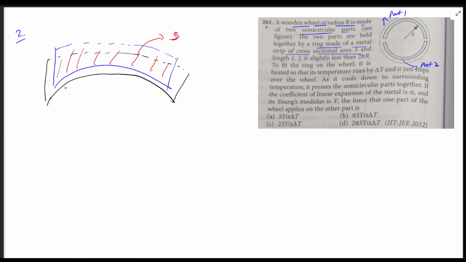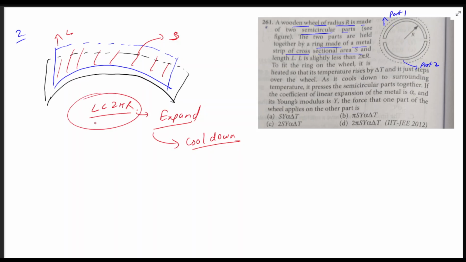So you know this concept of applying a metal strip on the wheel. First, we expand this metal strip by heating it up, because the length of this strip is generally less than 2 pi r initially. So we heat it so that it expands. As it expands, we apply this strip on the wheel and then we cool it down. Due to this, the length will decrease, and it will perfectly fit our wheel and clamp these semicircular parts. So this is the concept we will be using.